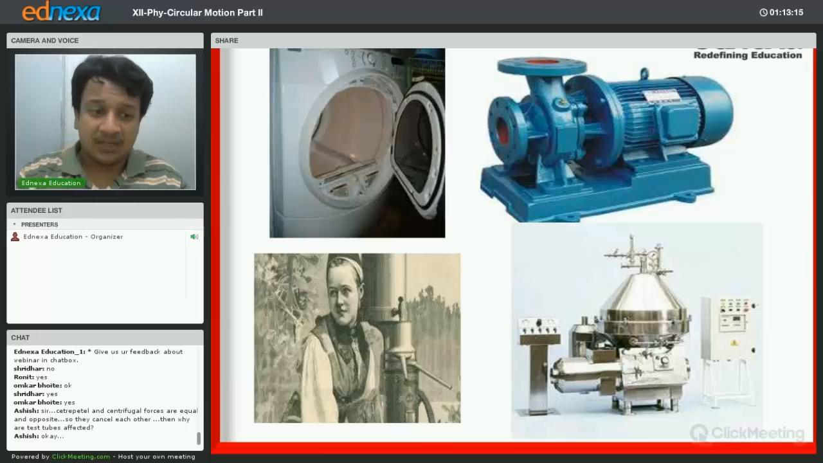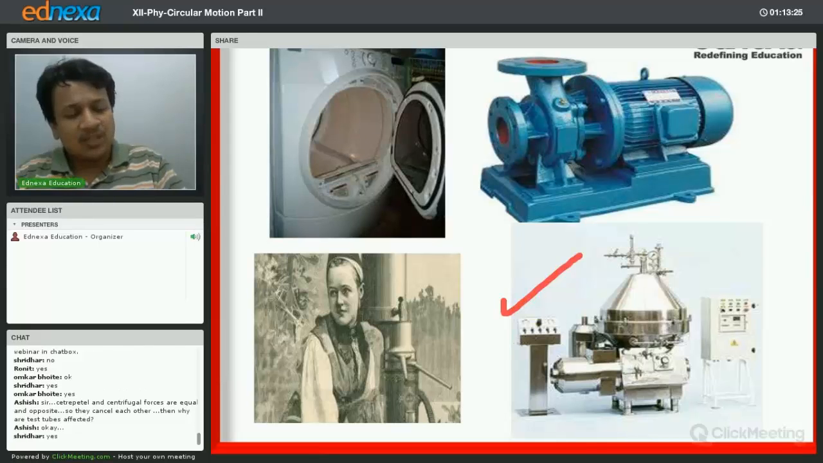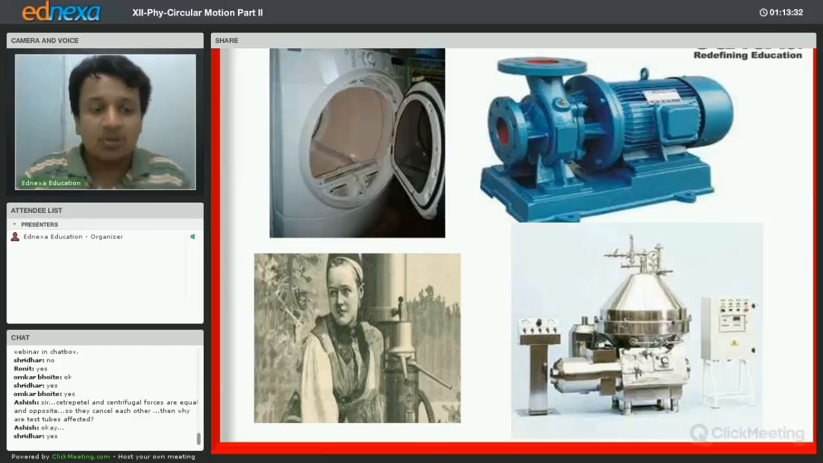That is the cream separator. In any dairy, you can see this cream separator. From milk, you are going to separate the cream, or from buttermilk, you are going to separate butter. The same principle is used. When you are at your house, you do this process to separate butter from buttermilk.